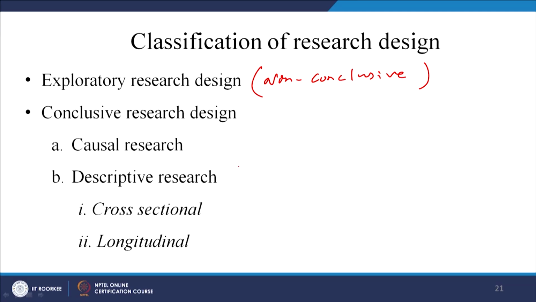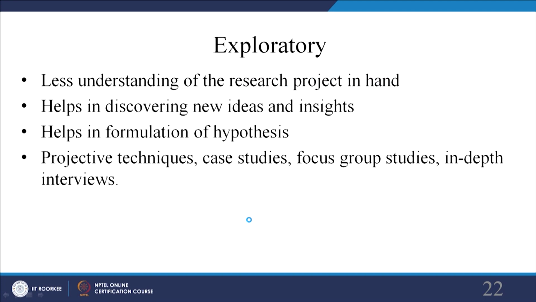So, let us see what the research design process is and what the types of research designs involved in any study are. At the end of the last lecture, we were discussing the different types of research designs, for example, the exploratory research design, which is also called a non-conclusive research design, followed by the conclusive research design, which is of two types: the causal research and the descriptive research. The descriptive research is done through a cross-sectional way or a longitudinal approach, right. So, let us go one by one and explain.